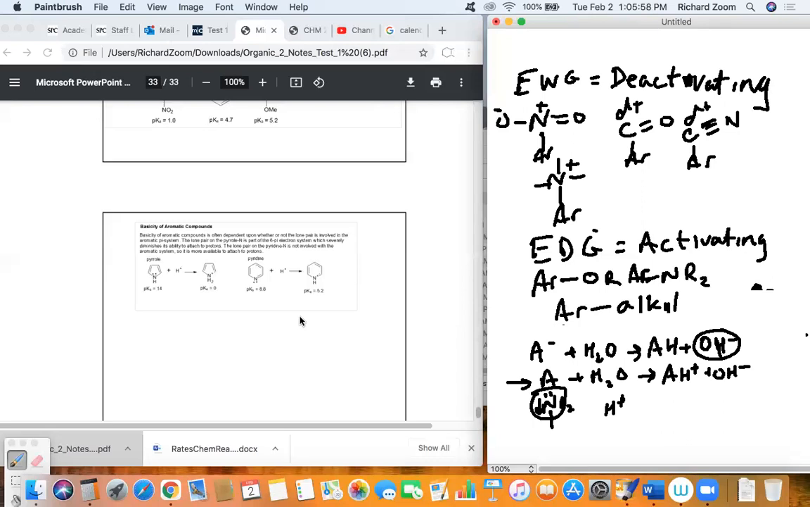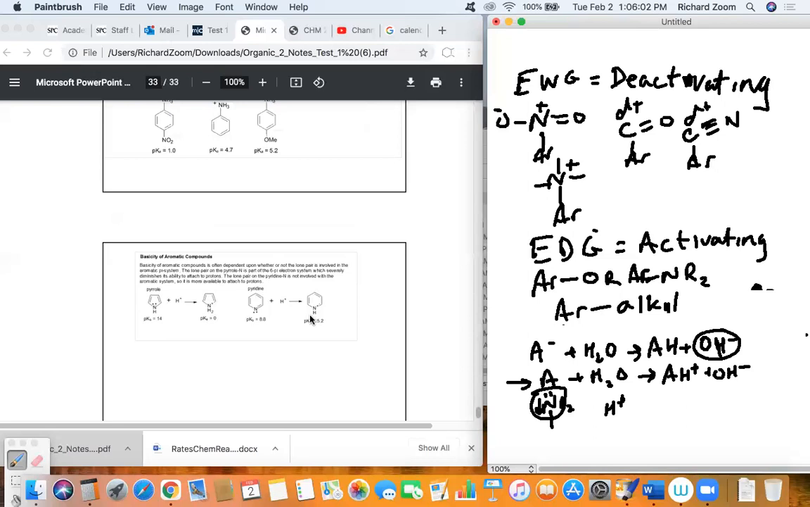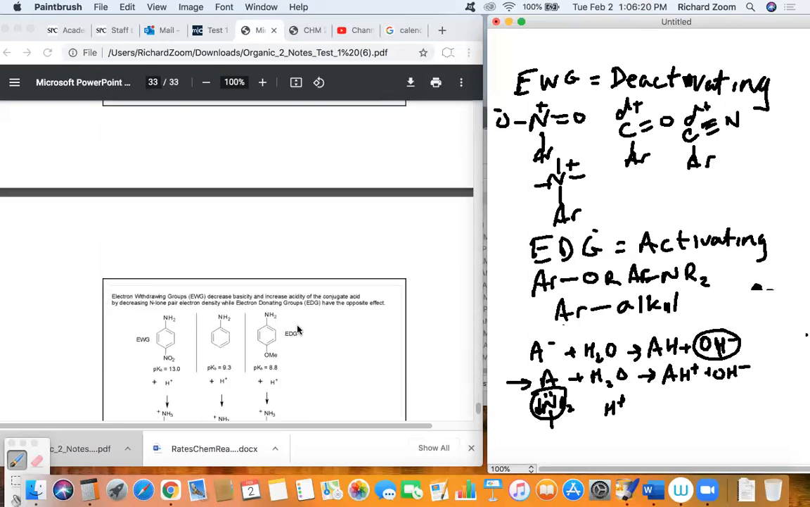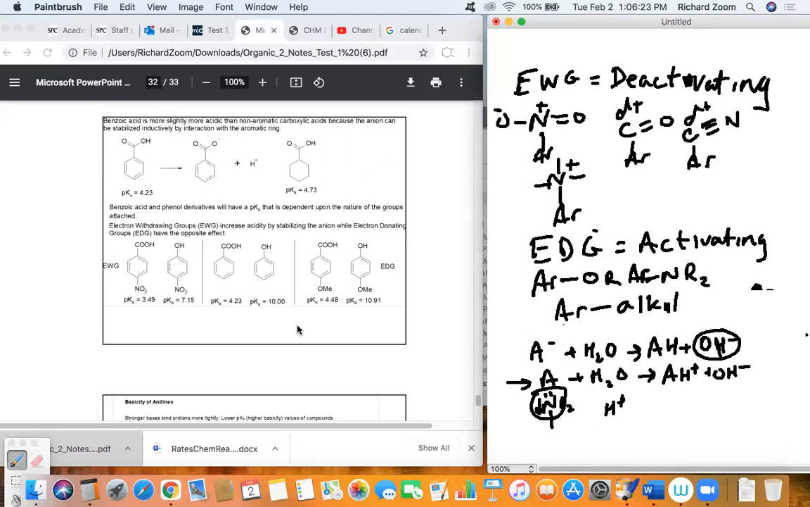Does anybody have any questions about that one? So the pyridine is more acidic? The pyridine is more basic than the pyrrole. Yeah, because it has a greater attraction for the H plus. Julie? Okay, so things that give up H plus are acidic, things that take H plus are basic.